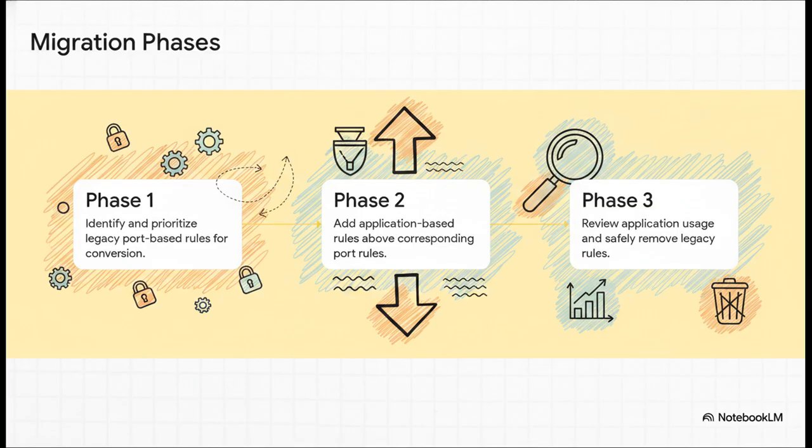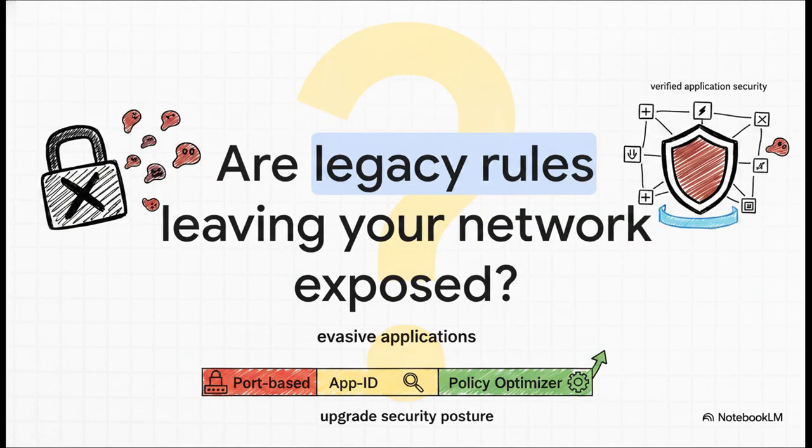You check the stats, and if no legitimate traffic has hit that old legacy port rule in a while, it is finally time to safely delete it. So, as we wrap up this explainer, I really want you to take a hard look at your own firewall rule base. Is it time to stop blindly trusting the port and start actively verifying the application?